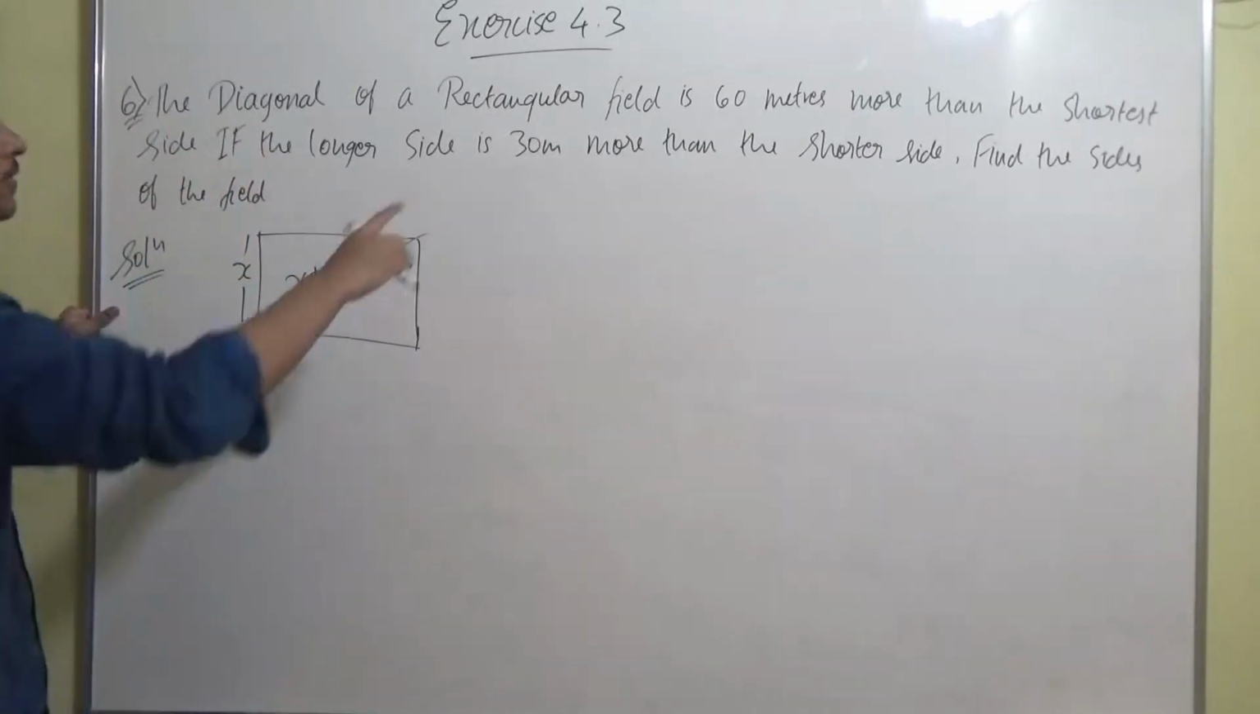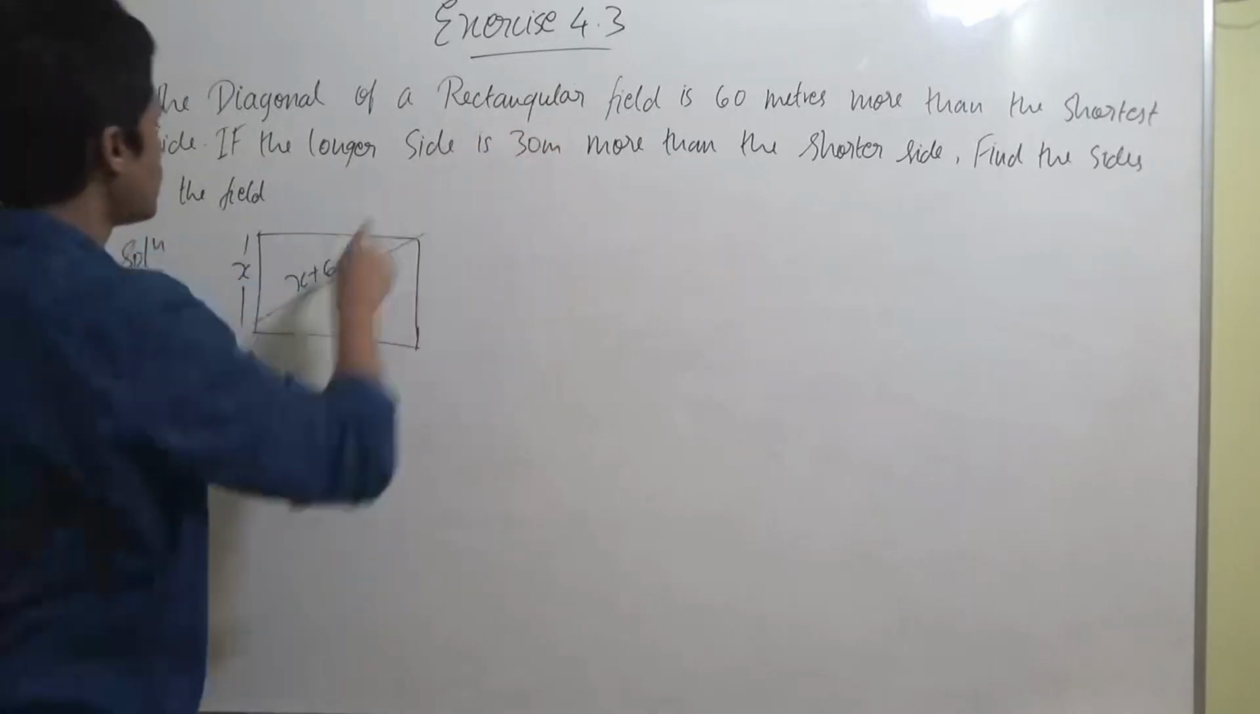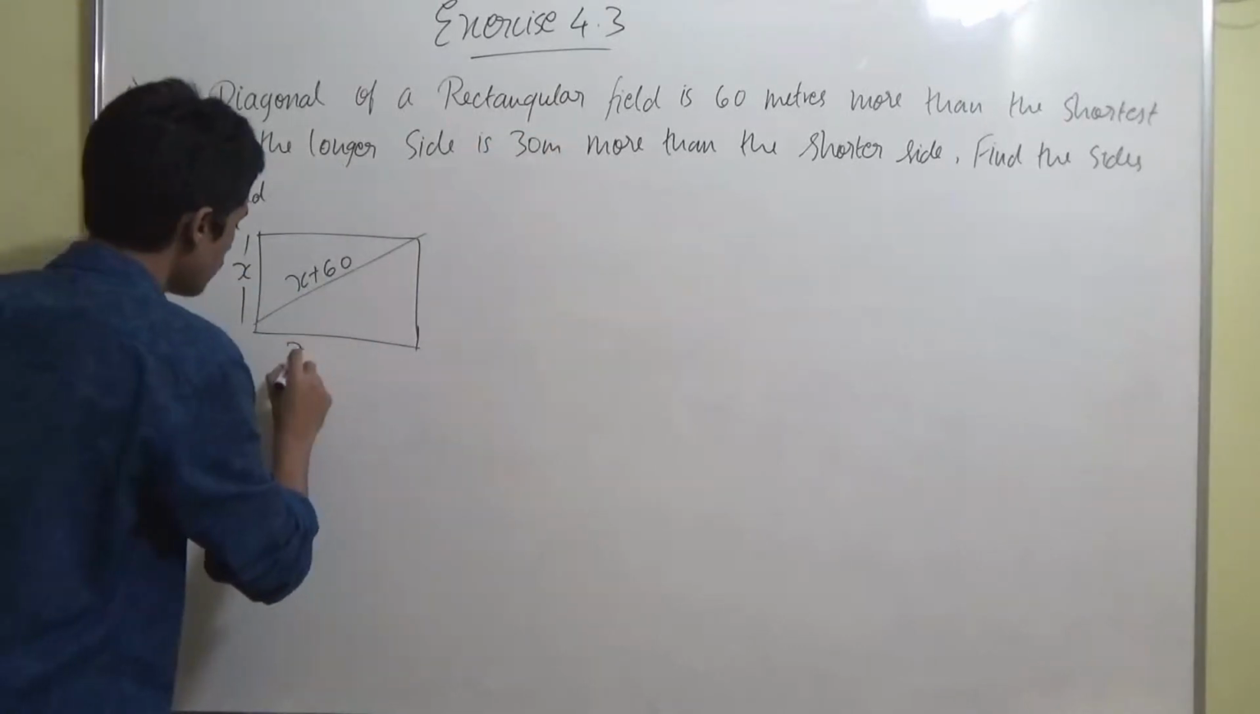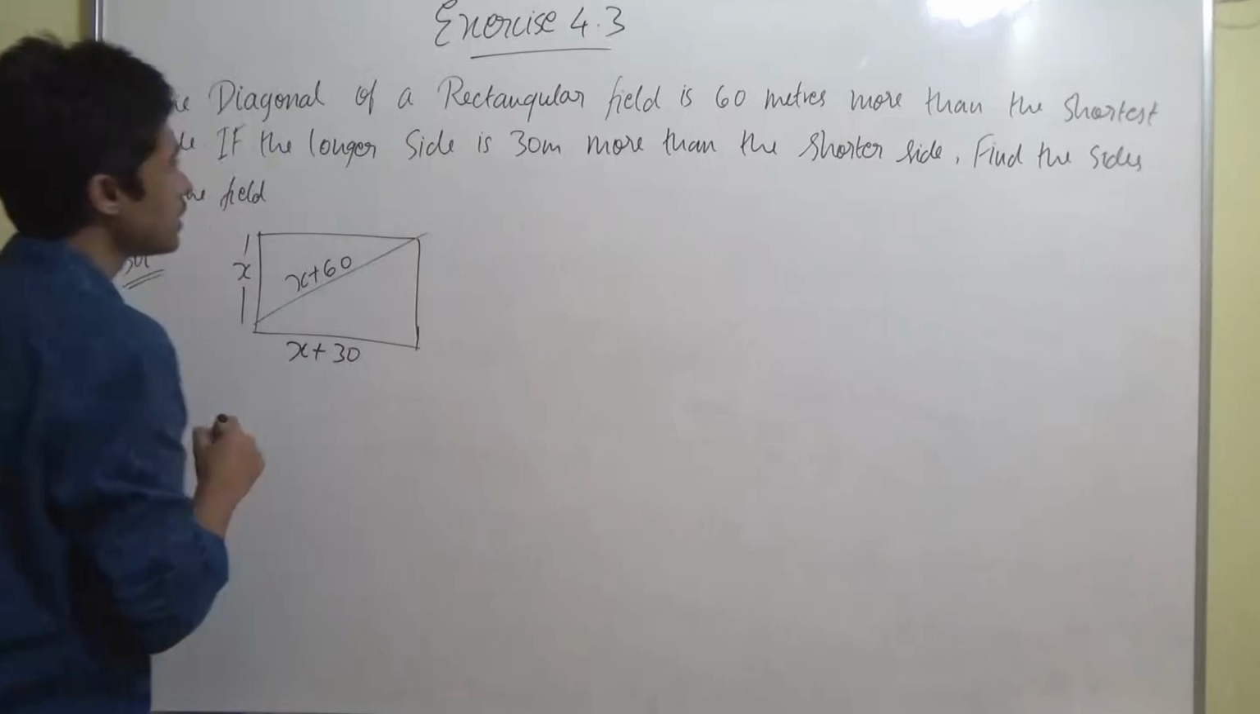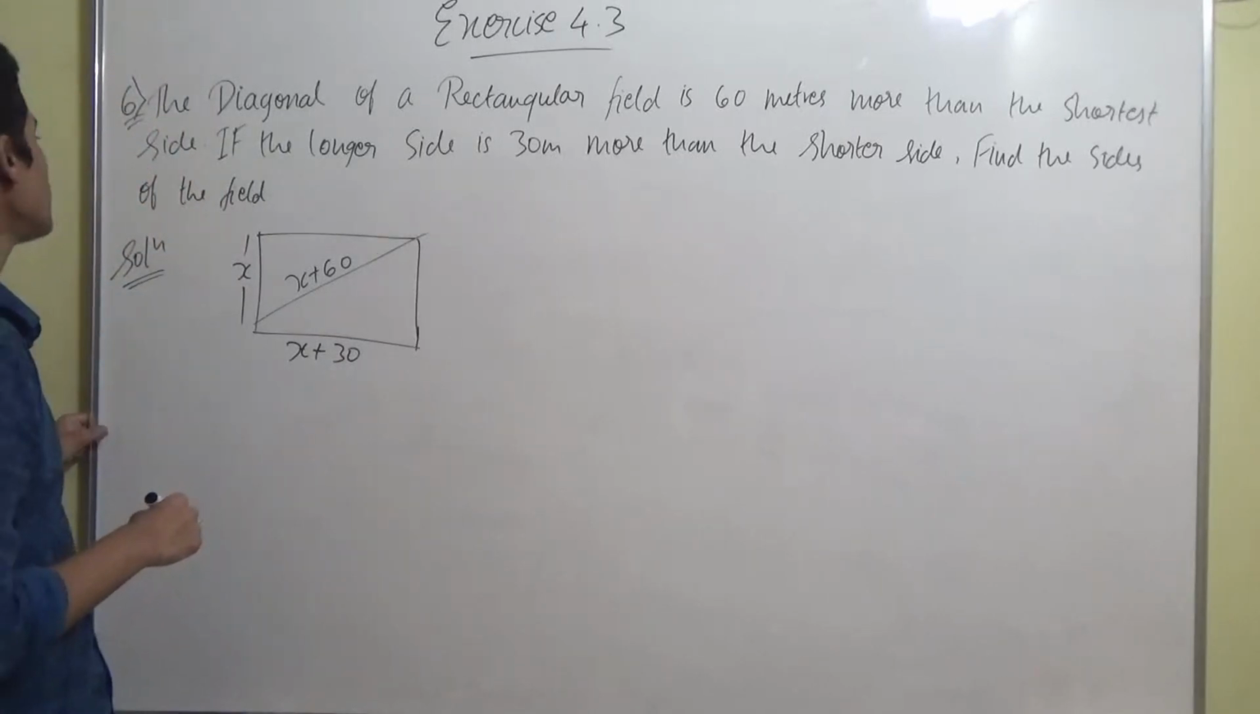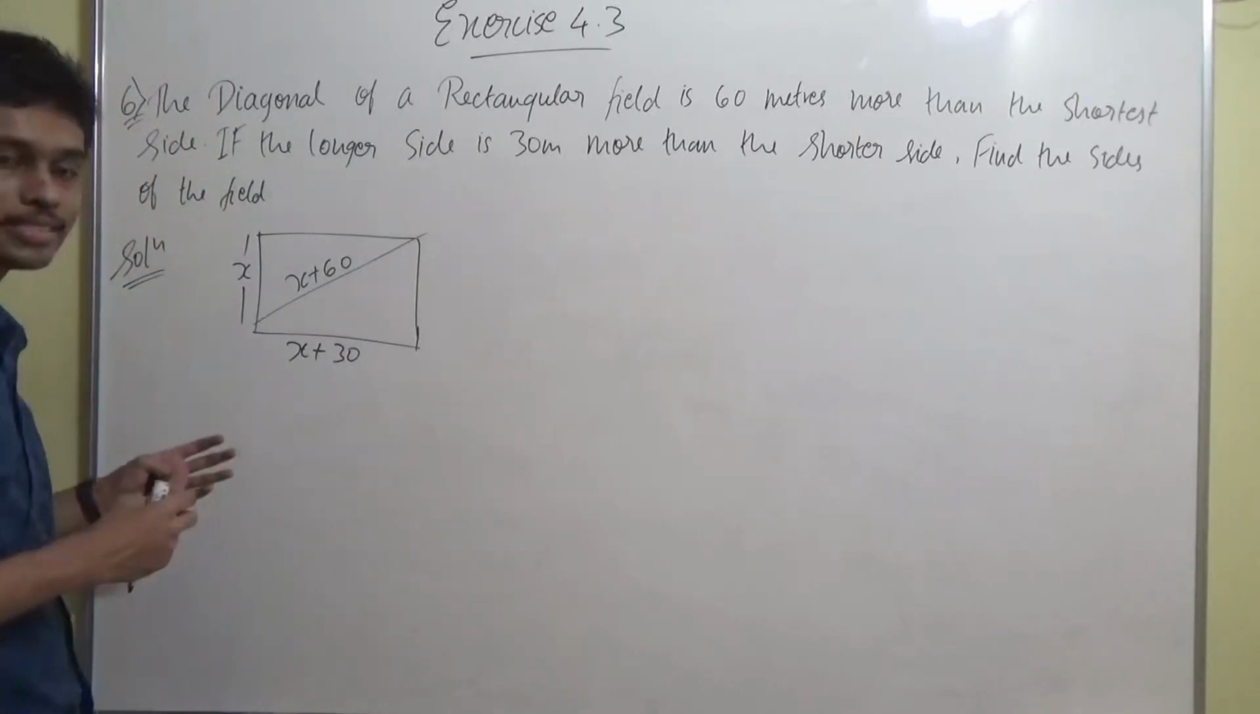And then the longer side, this is the longer side, right? The longer side is 30 meters more than the shorter side. Find the sides of the field. Okay, now we have to find the sides of the field.